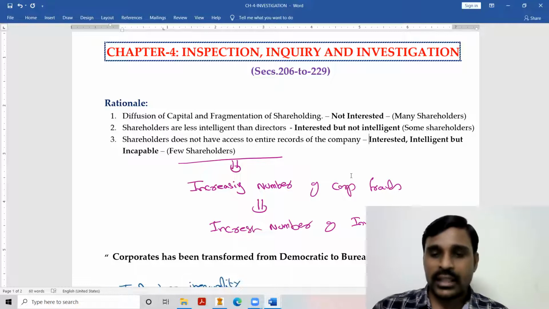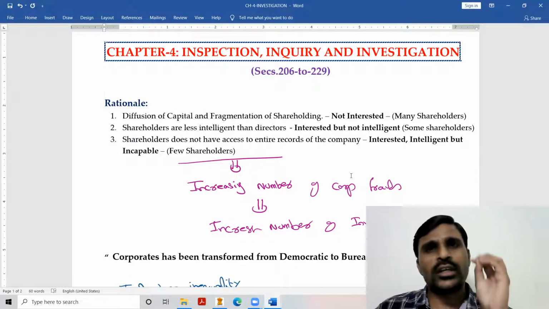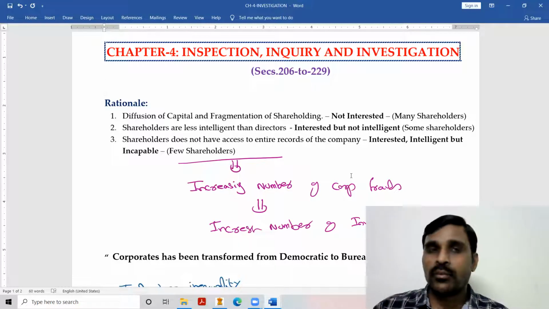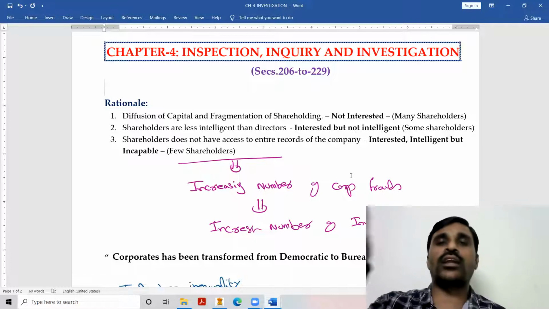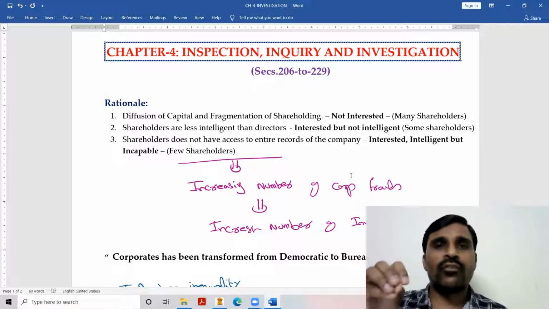Another reason is that, in order to ensure that shareholders have timely information, SEBI has introduced the concept of quarterly results. That is one of the prominent reasons for window dressing or fraudulent financial reporting.